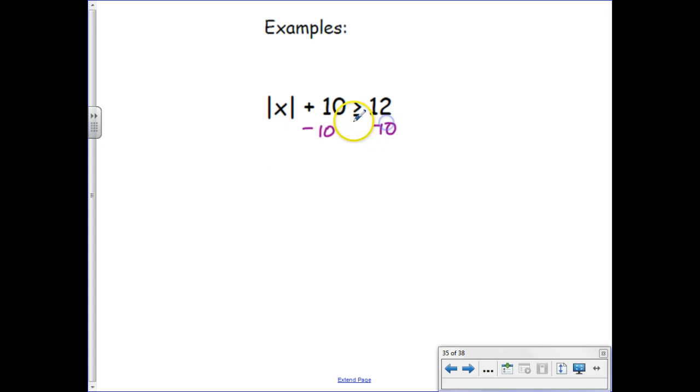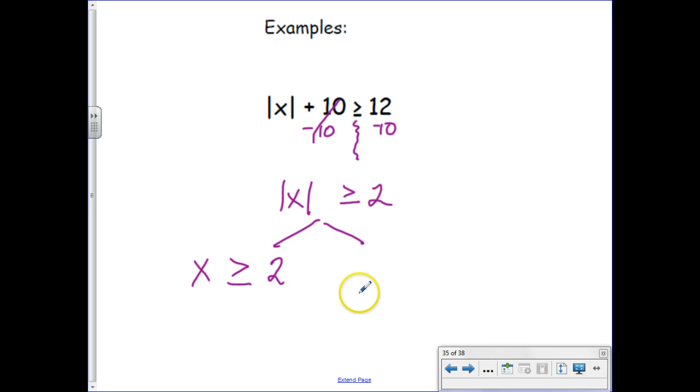So subtract 10 from each side of the inequality, and we're left with the absolute value of x greater than or equal to 2. Now you're going to split it into two cases. The first one you write as is. So x is greater than or equal to positive 2. The second case, you flip the inequality symbol, and you use the opposite of 2, negative 2. Because I started with a greater than symbol, I'm going to tell you this is an "or" situation.